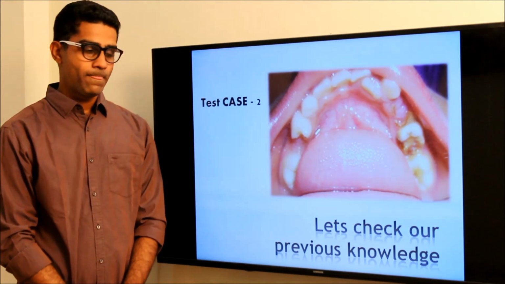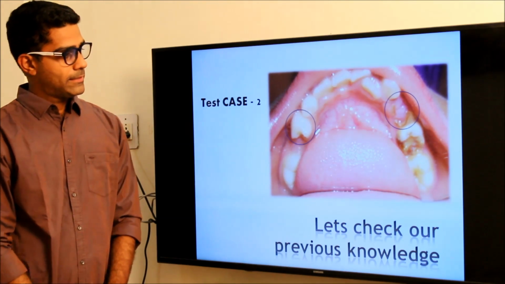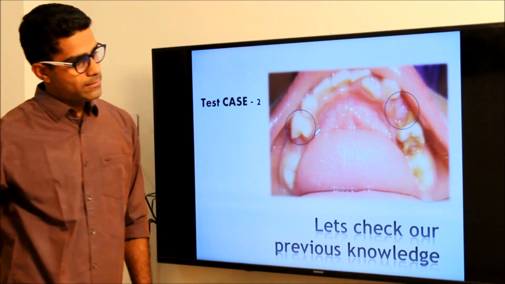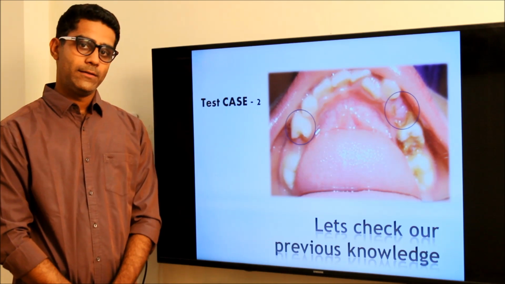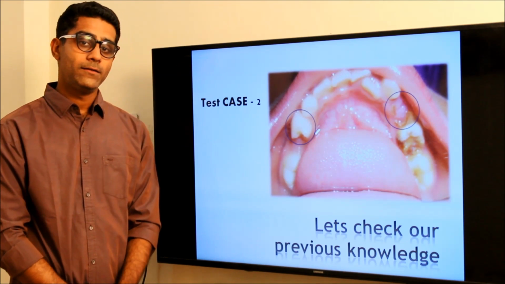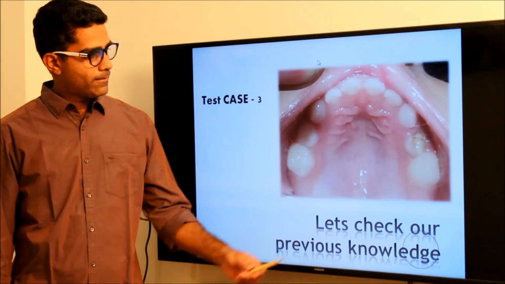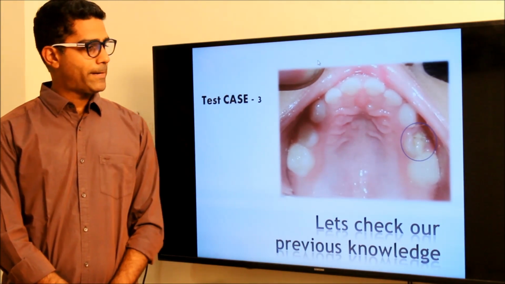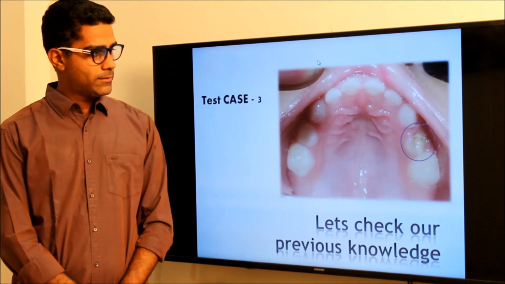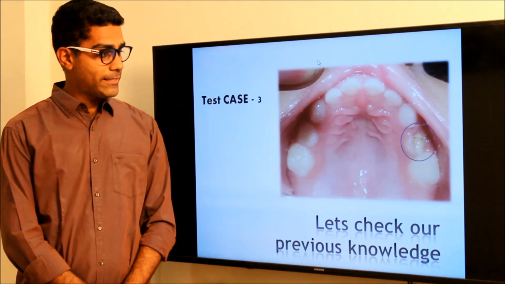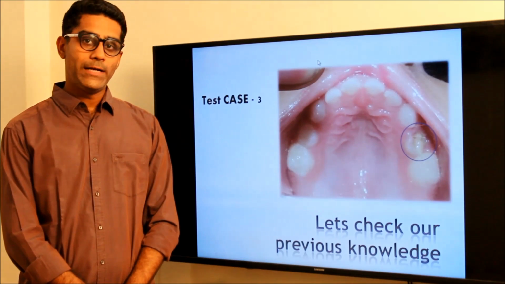Test case 2. These are the first primary molars which will be removed. Decide which space maintainer you would like to give. Test case 3, in which this particular primary molar has to be removed. See the case carefully and decide which space maintainer you would like to give.